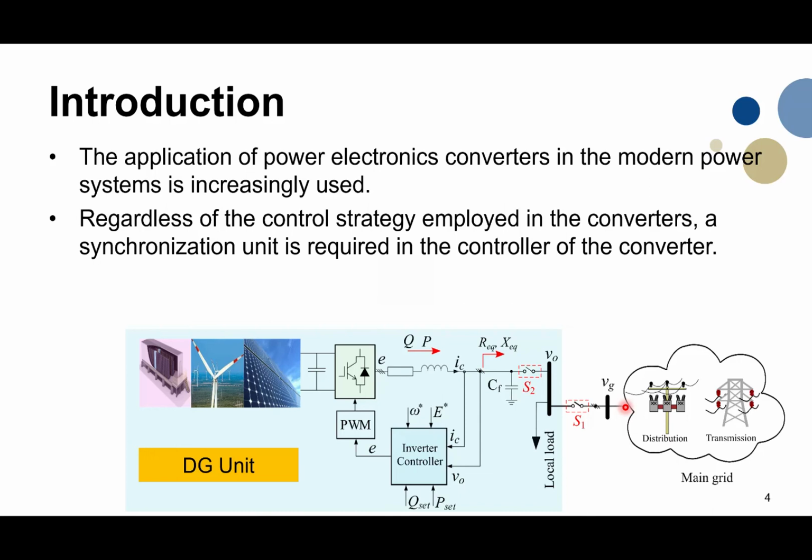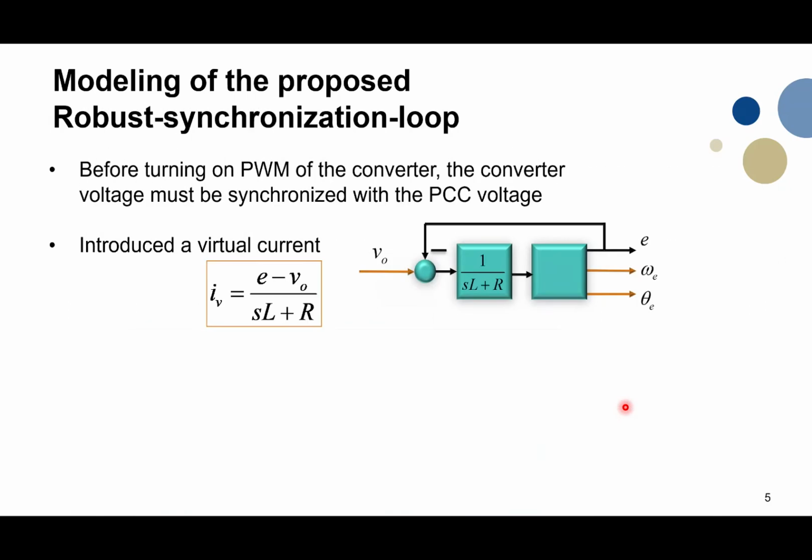I'm calling it a Robust Synchronization Loop for the grid-connected converter, to track the phase and frequency of the voltage for achieving robust synchronization. So first, let us start with the modeling part. We know that before turning on the PWM of a converter, the converter voltage must be synchronized with the point of common coupling voltage. We must use the synchronization loop that tracks the phase and frequency of the point of common coupling.